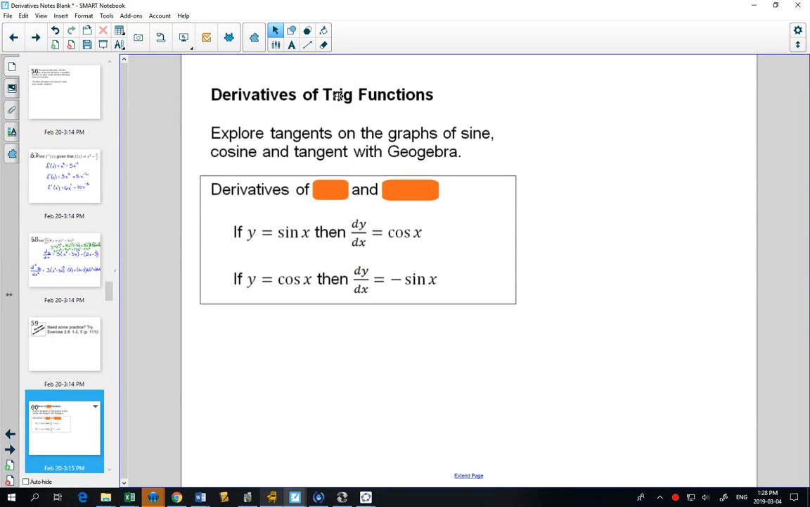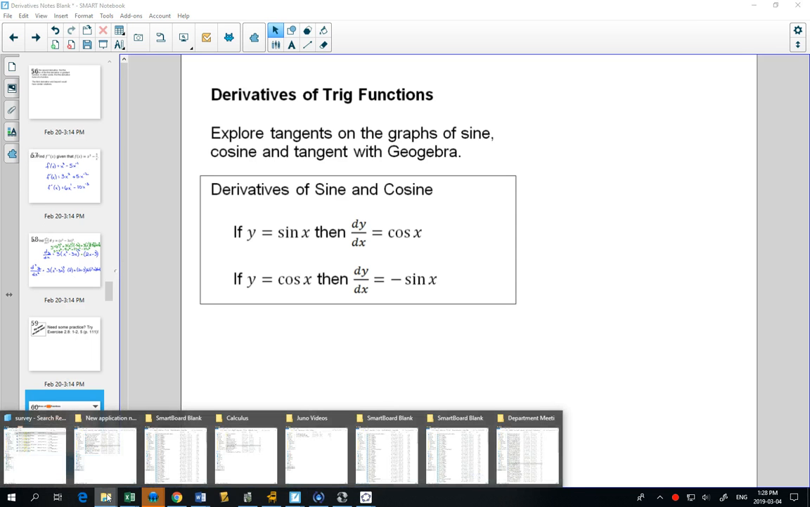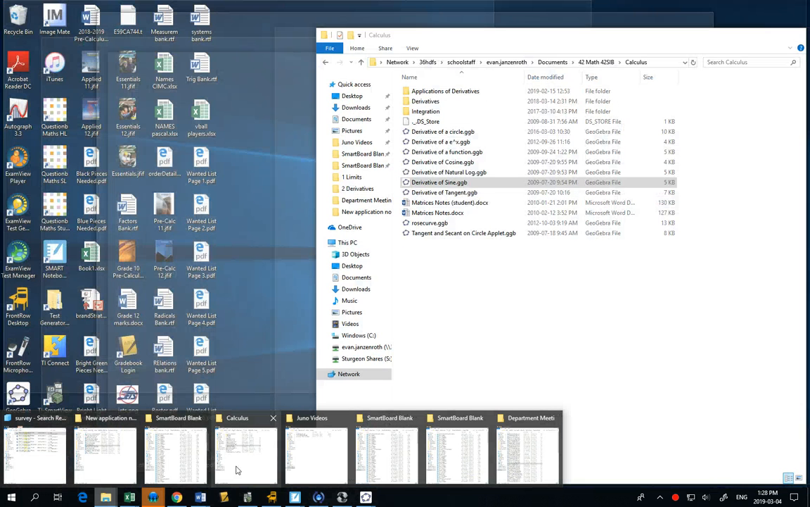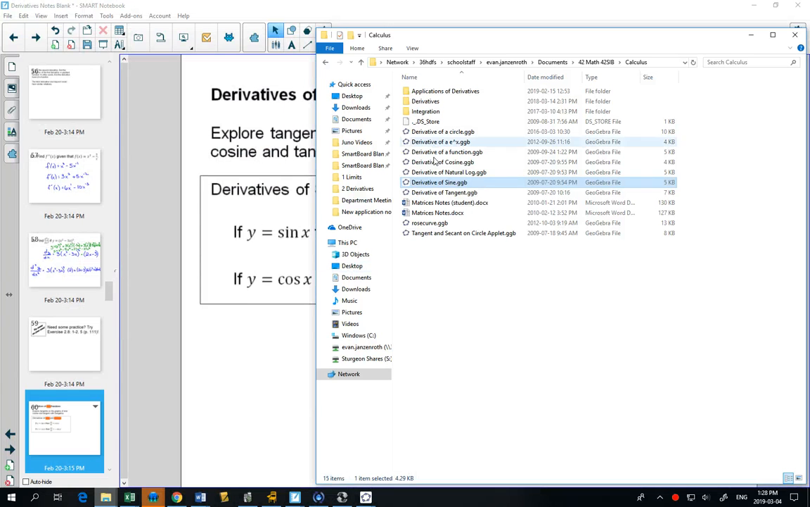Derivatives of trig functions, we're going to look at sine and cosine. I already showed you the graph of cosine earlier. I'm also going to show you the graph of cosine.